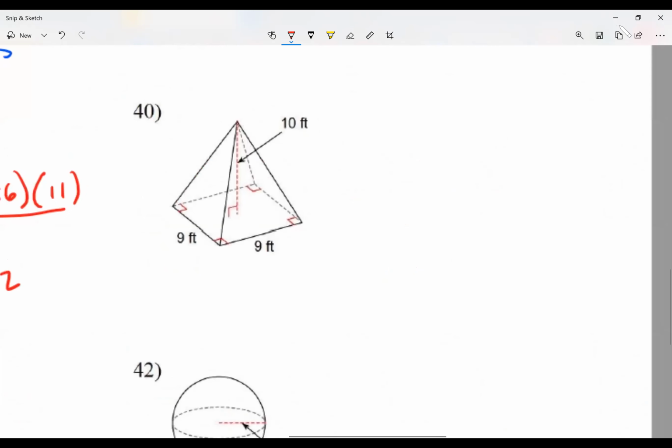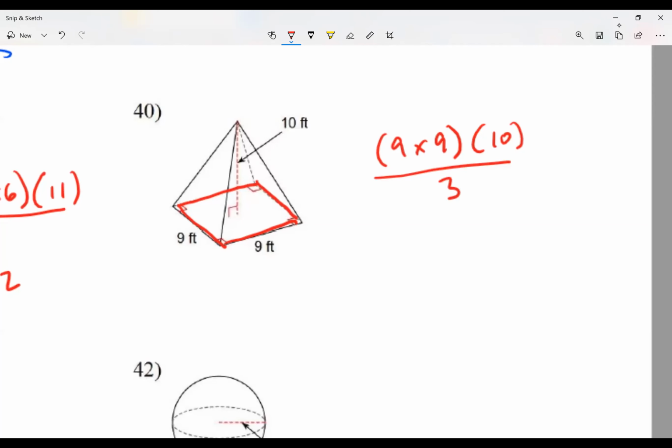All right, let's take a look at number 40. Area of the base. Focus on the base. The base is a square. In this case, I'm going to say 9 times 9. I guess when the base is a rectangle, it's nice. It's pretty simple. The area of the base is 9. The height is 10. And on pyramids and cones, I always divide it by 3. So 9 times 9 times 10 divided by 3 gives me 270.